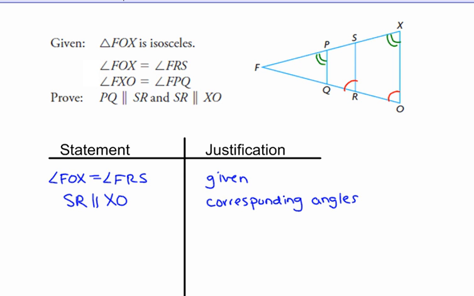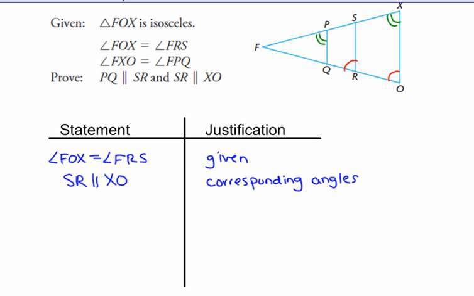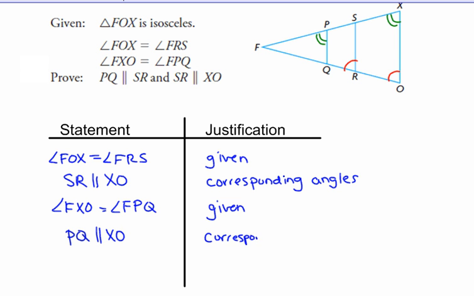So same idea for the other side. They tell us that angle FXO is equal to angle FPQ. That was given. So if those two are equal, then what can we say about line PQ and line XO? They'd have to be parallel, because what are P and X? They are corresponding angles as well.